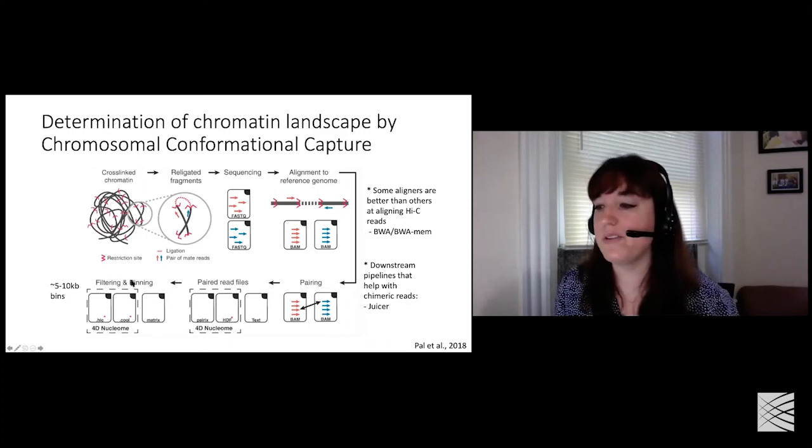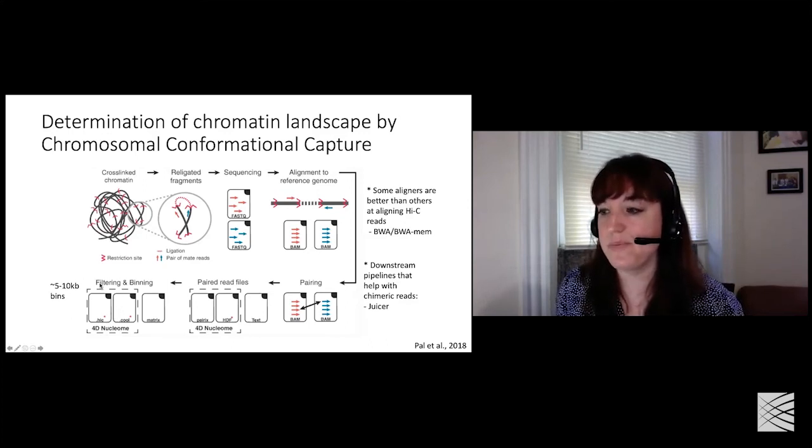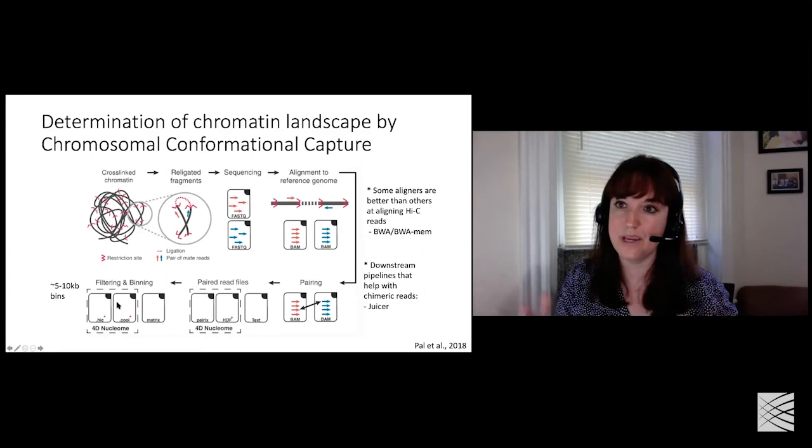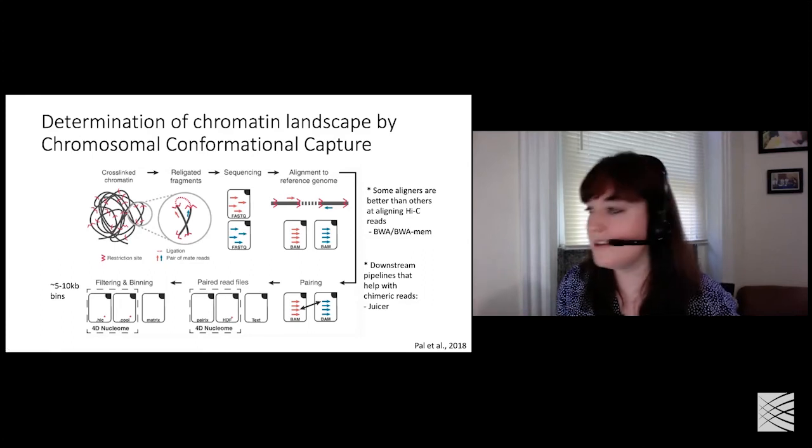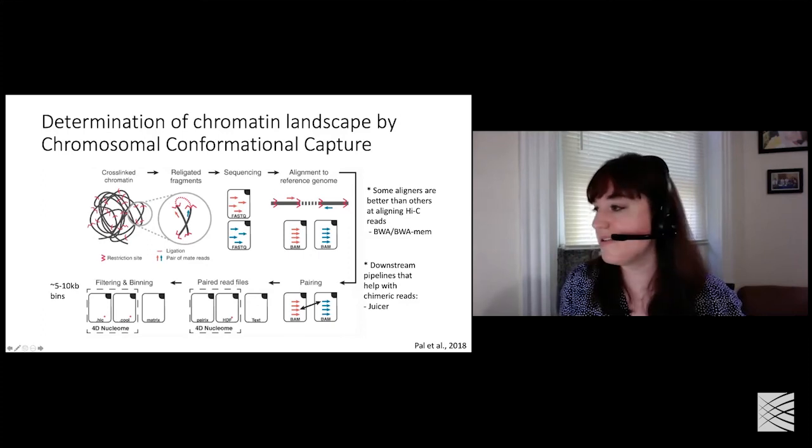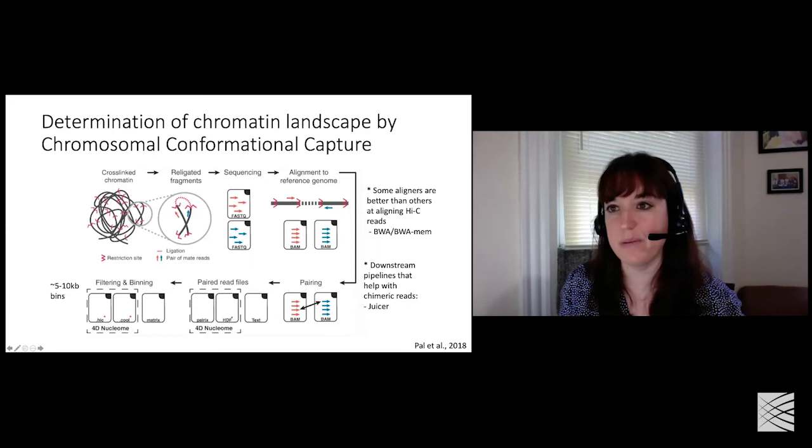So again, the resolution of your experiment here depends on how big your bins are going to be. And the literature really recommends 5 kb to 10 kb regions. And actually, I forgot to mention, I'm sorry, when you want to pair your reads back to each other, there are a lot of now downstream pipelines that will help with this.